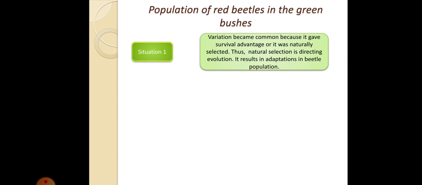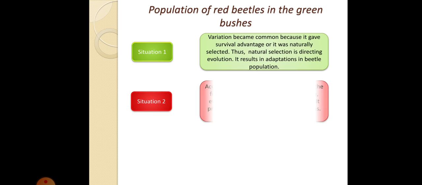This advantage of being a green beetle was naturally selected. It was not influenced by anyone. It was naturally selected. Thus, natural selection is directing evolution, and this natural selection results in adaptation in the beetle population.